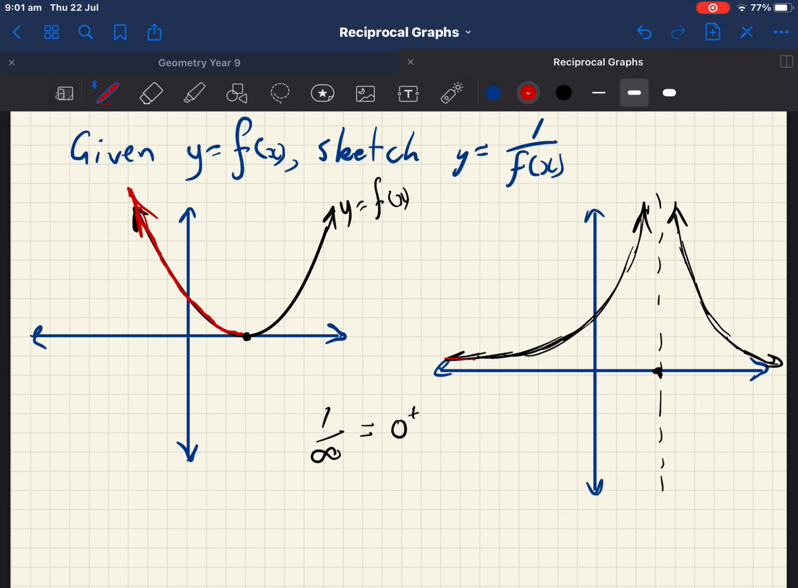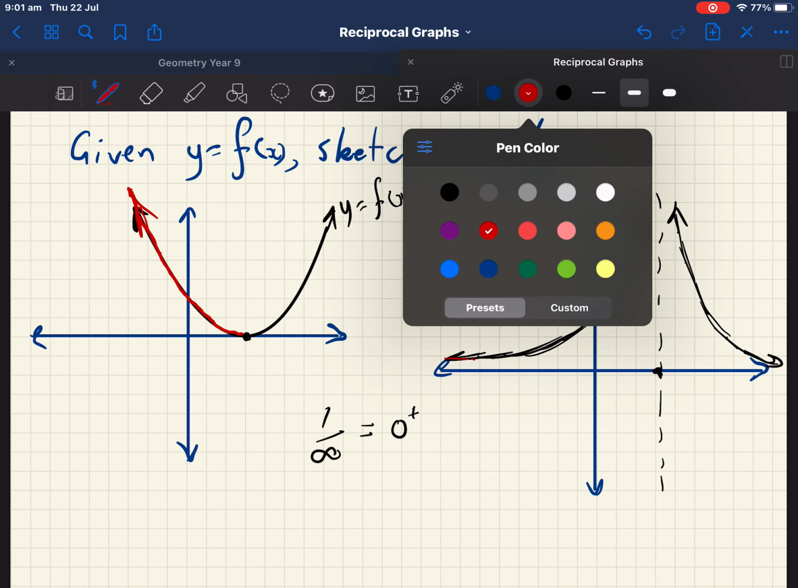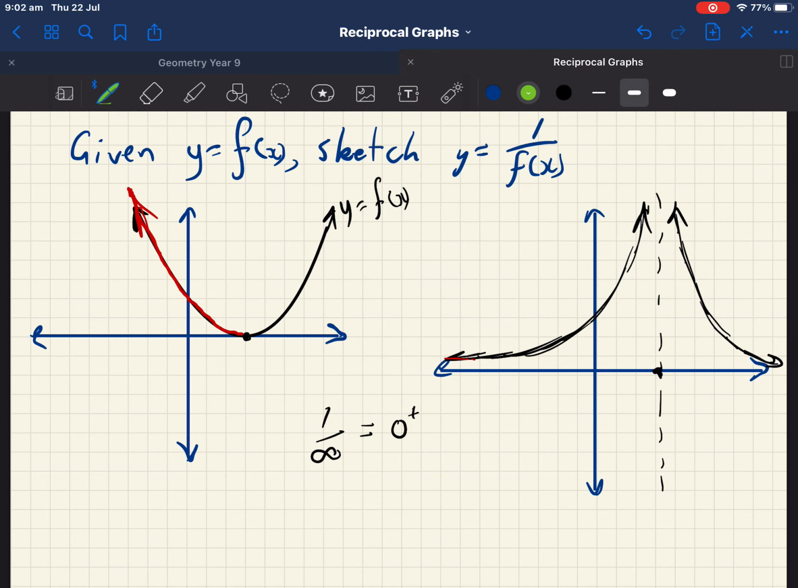If you look at that left-hand region where I just highlighted red, it had a negative gradient. It was sloping down the whole way. And here the green section has a positive gradient, it's going upwards, and if you look at that section of the reciprocal, it's going down. So the gradients, the slopes, will be opposite.